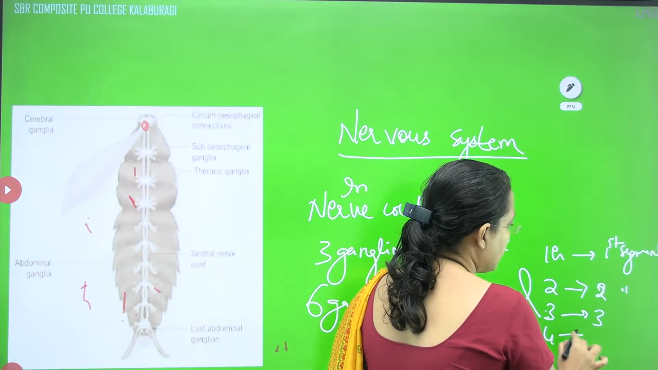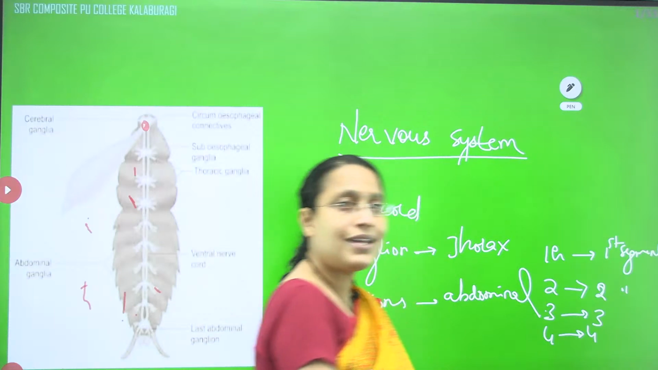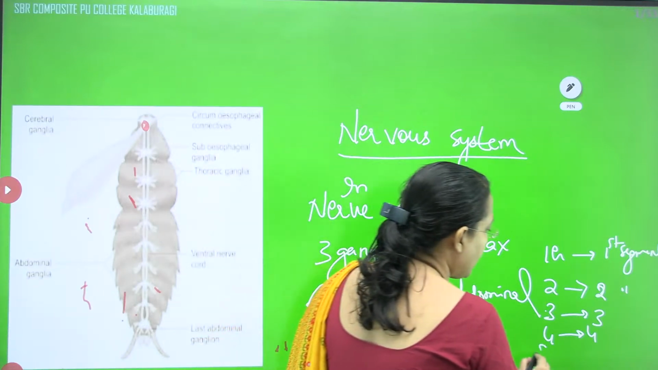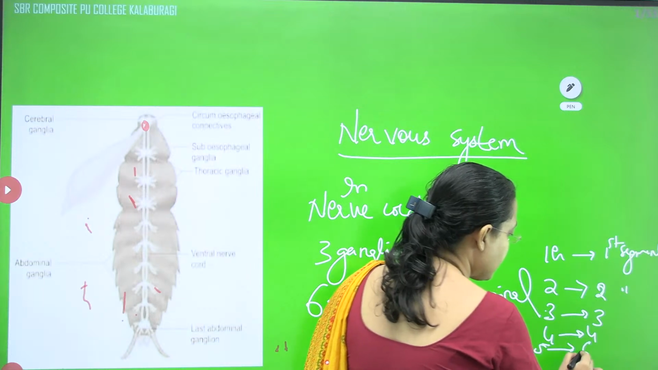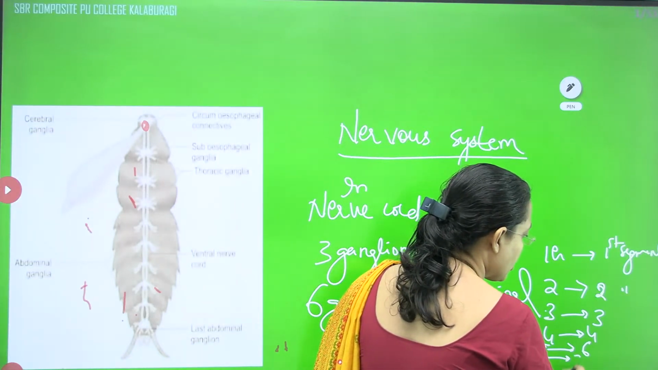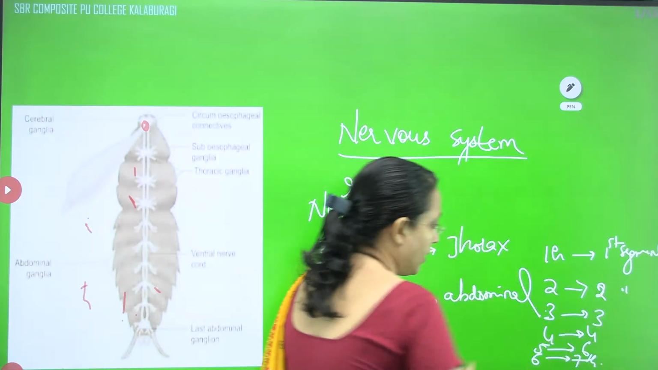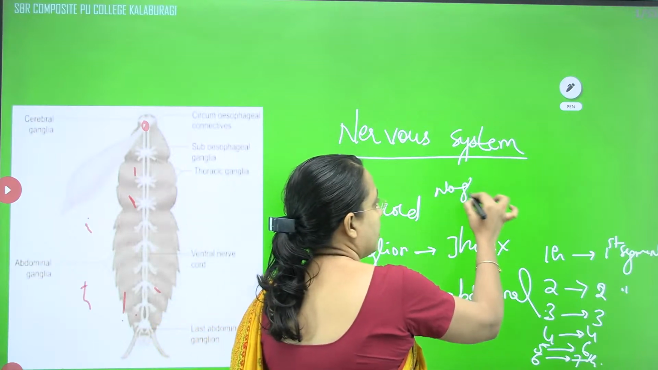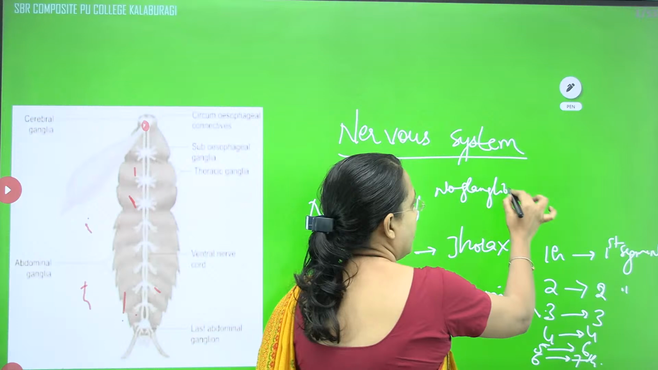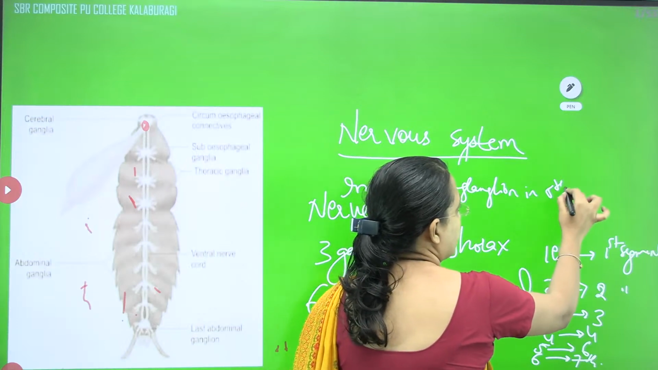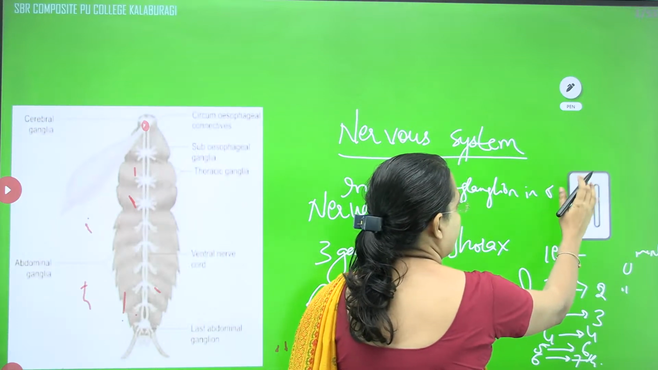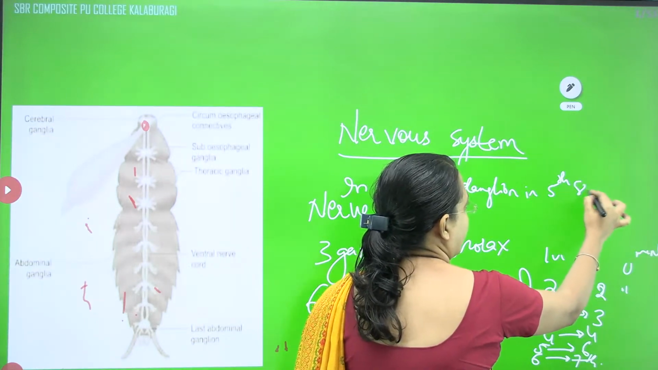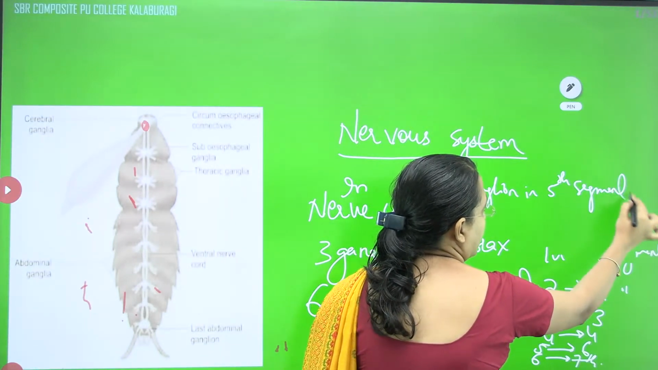The fourth ganglion is present in the fourth segment, but there is no ganglion in the fifth segment. It means that the fifth ganglion is going to be present in the sixth segment, and the sixth ganglion is going to be present in the seventh segment. By seeing this, you should know that there is no ganglion in the fifth segment.